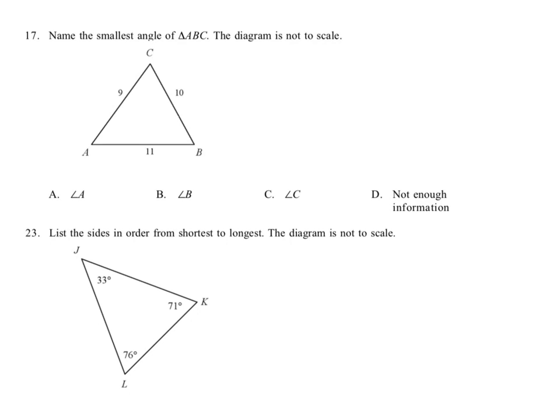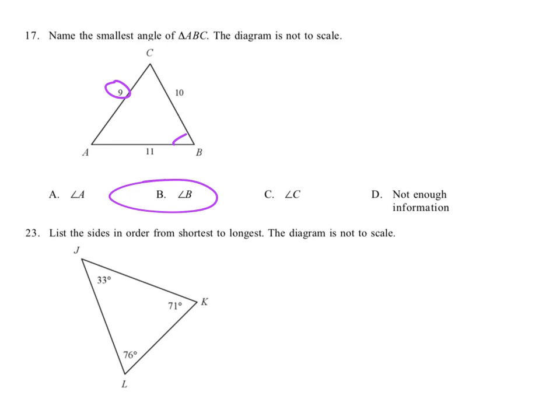Okay, this is super straightforward. The whole idea here is that the smallest side is across from the smallest angle. So, which is the smallest side? In number 17, it is 9. So 9 is going to be across from the smallest angle B. There you go.